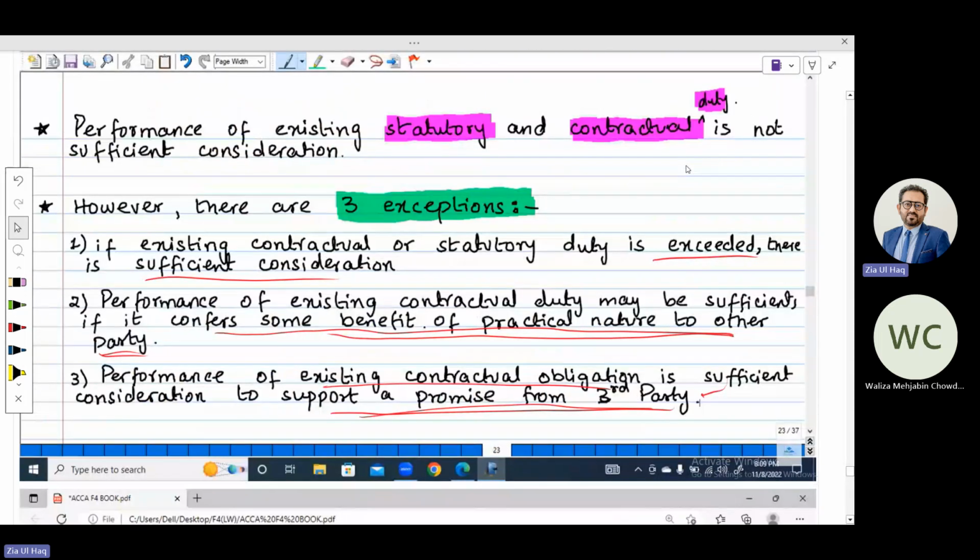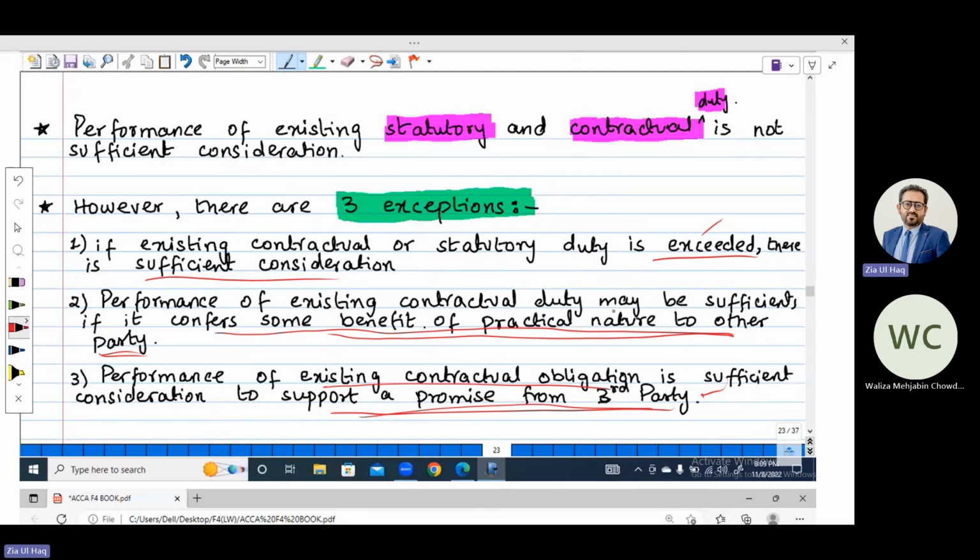So if any person is doing his statutory or contractual duty, that will not be considered any extra consideration. They will not be entitled to take anything extra. But there are three exceptions. If the existing contractual or statutory duty is exceeded, if you're doing something extra, like instead of 50 people, there are 10 people and they are doing the work of 50 people, this means they are doing something extra. So they will be liable for extra payment.